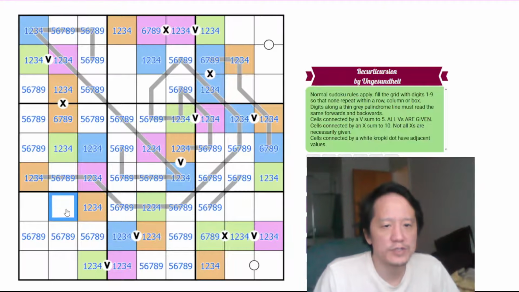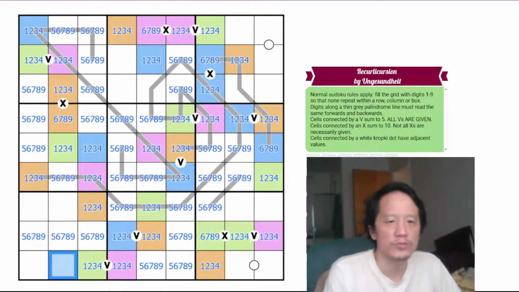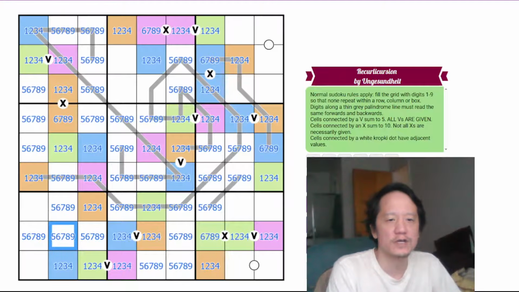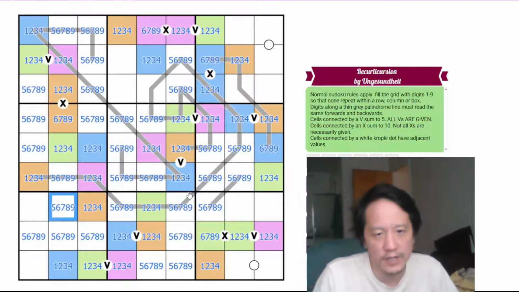We're still missing a high blue, a low blue in column 2. But low blue cannot be next to a low orange without a V in between. So this can't be low blue. Therefore, this must be low blue here. Which means this can't be 1 through 4 because we have 1 through 4s in column 2. This is 5 through 9.